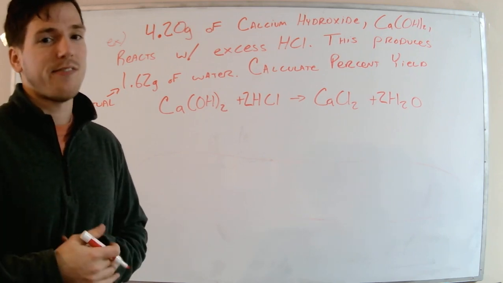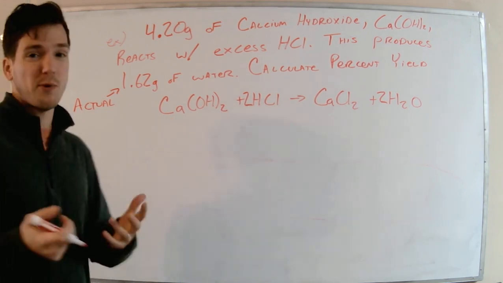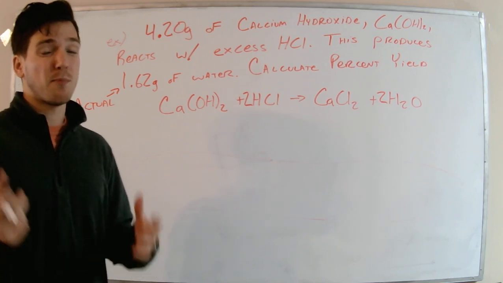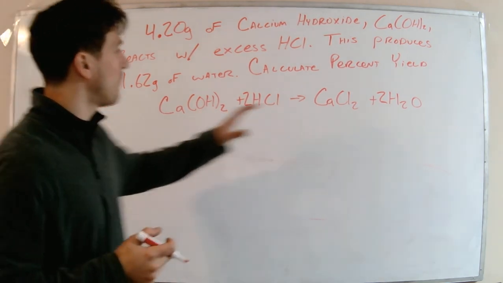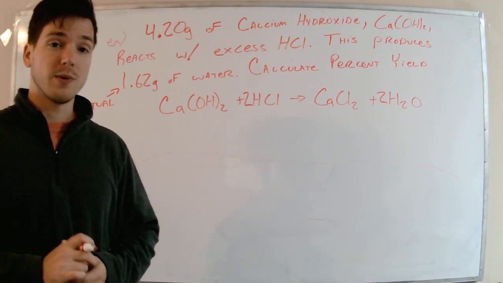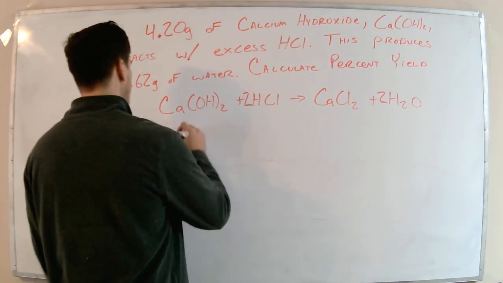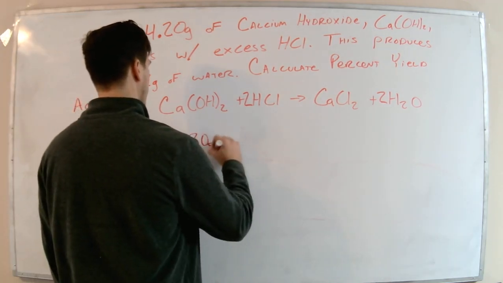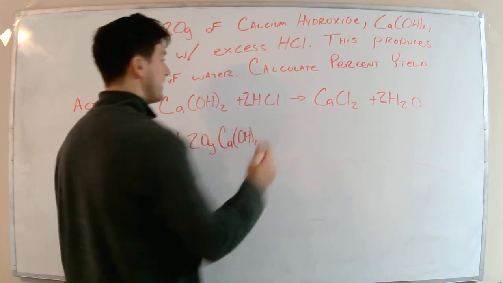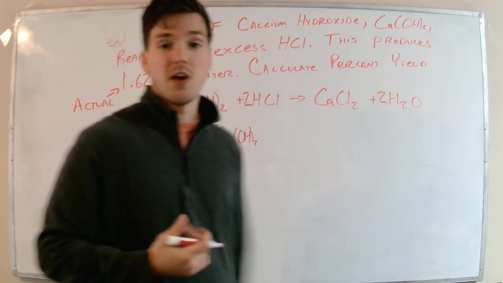But now I need to find that theoretical yield, right? But the only thing they gave me was 4.2 grams of calcium hydroxide, right? Well, we got to figure out that if conditions were perfect, how much H2O would that actually produce? So we got to use our handy dandy friend stoichiometry. So they gave us a reactant, that 4.20 grams of calcium hydroxide. Let's go ahead and see how much in perfect conditions that will produce of water.